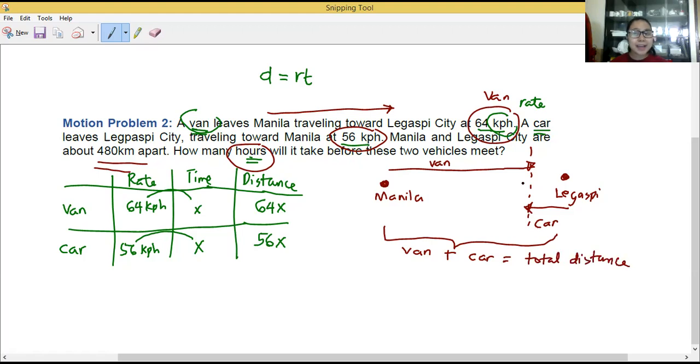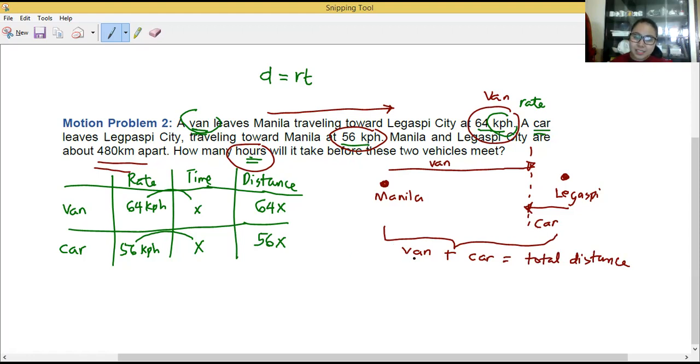Why do we need to add? Because two objects are meeting. Again, if two objects are meeting, we add. If two objects are of the same direction, we equate with an equal sign.